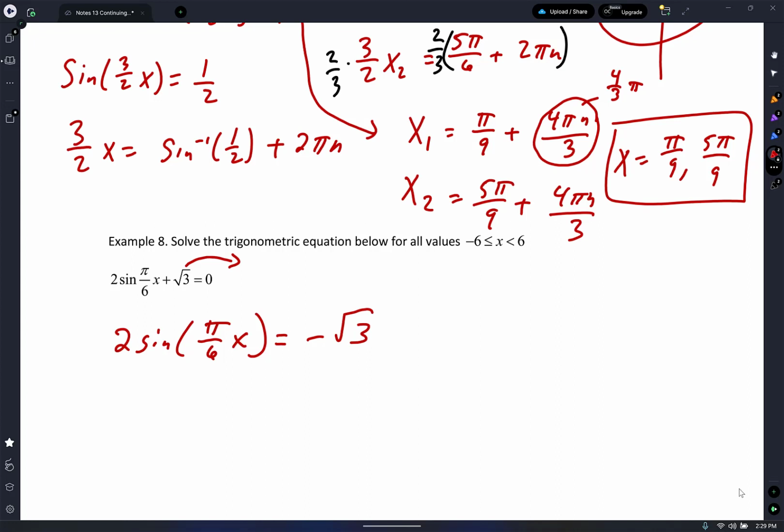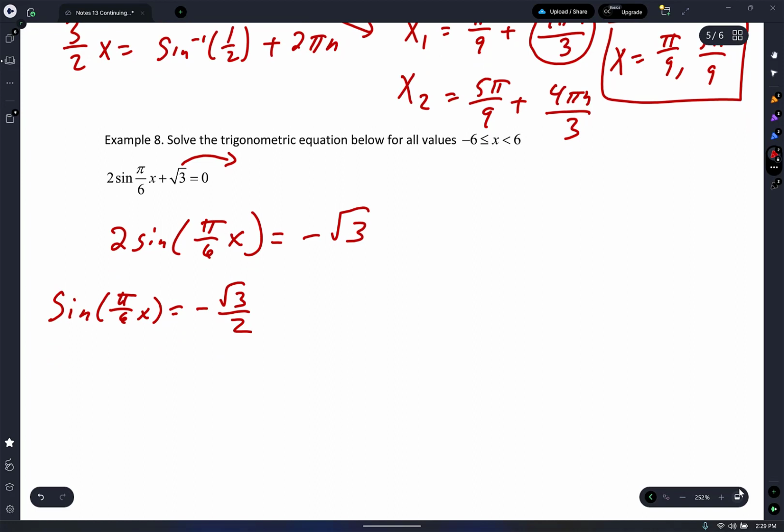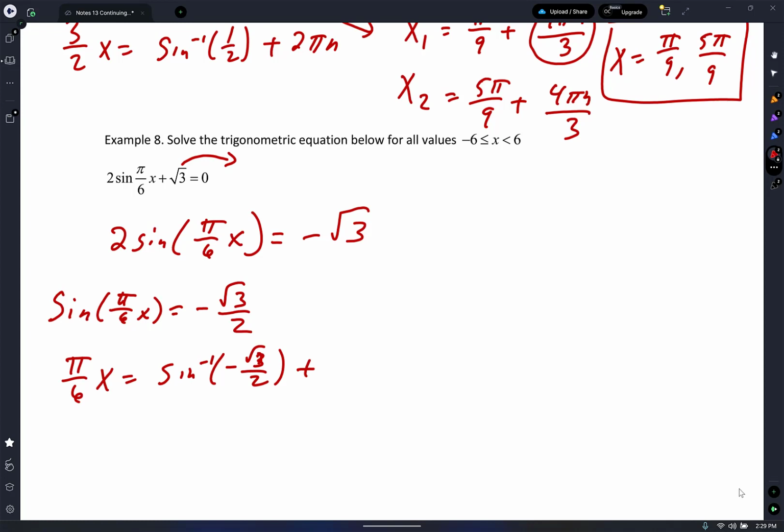Nothing crazy, right? Okay, next, what do I got to do? Divide by 2. So now I have sine pi over 6x equals -square root of 3 over 2. Next thing, I'm going to get the pi over 6x by itself by doing the inverse. Equals arc sine of -square root of 3 over 2 plus 2 pi n. I'm going to come over here and I'm going to write both of them.